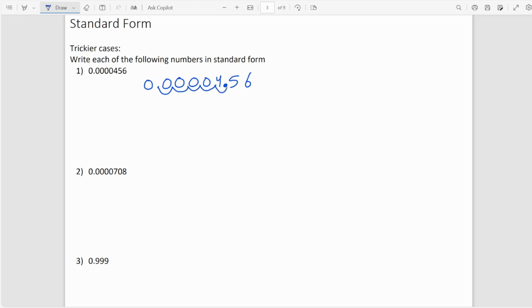Now, a common mistake that students do sometimes is to stop right here. But that would be wrong because your number would be less than 1, all right? So the answer will be 4.56 multiplied by 10 to the power of 1, 2, 3, 4, 5. And we made the number bigger, so the power should be smaller, so this will be negative. Okay?